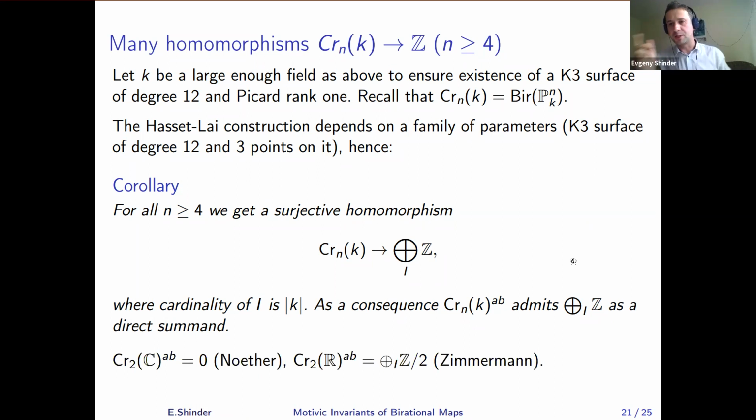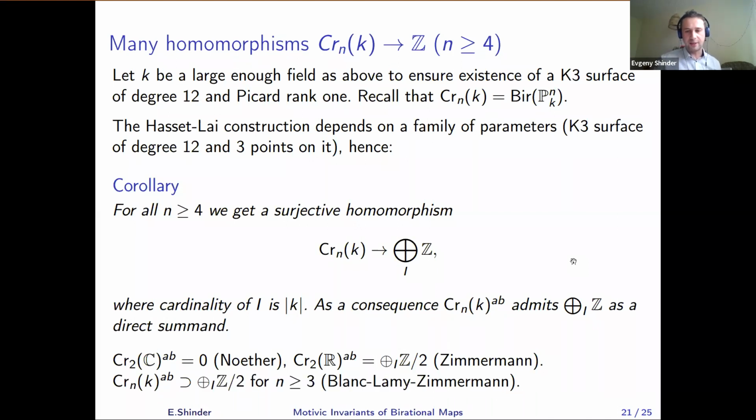So this should be contrasted with cases which were known before, such as in dimension 2, where Noether's theorem implies that Cremona 2 is generated by involutions, and in fact, one can show that the abelianization is 0. Now, for real numbers, Zimmermann and coauthors proved that it's a direct sum of Z mod 2, so it was actually 2-torsion in that case. And the result of Blanc-Lamy-Zimmermann I was alluding to implies that one can show that an infinite direct sum of Z mod 2 sits inside the abelianization. So in some sense, the results I'm talking about are orthogonal to those results. It's a different type of elements inside the same Cremona group.